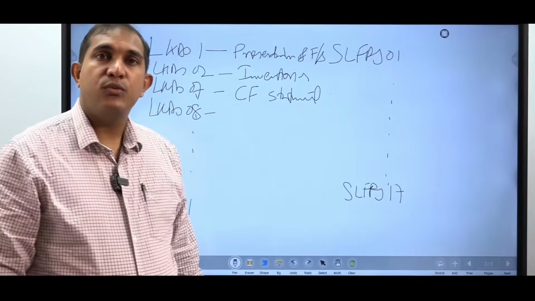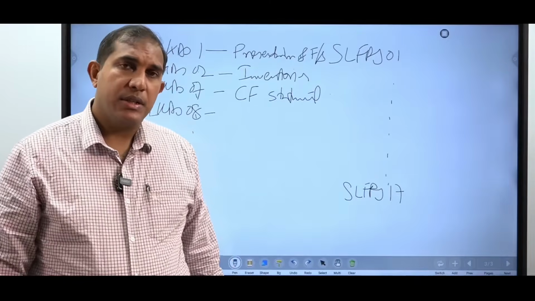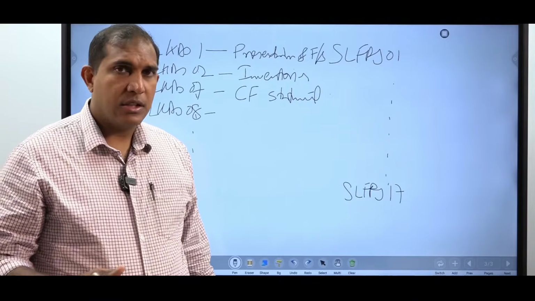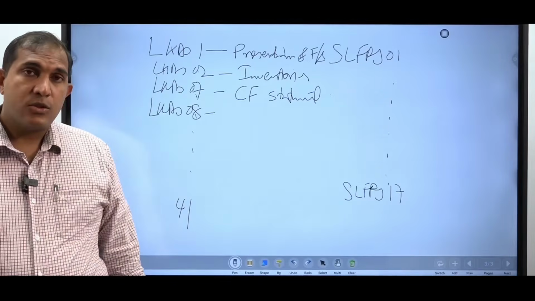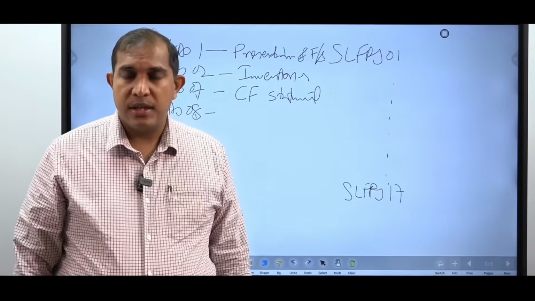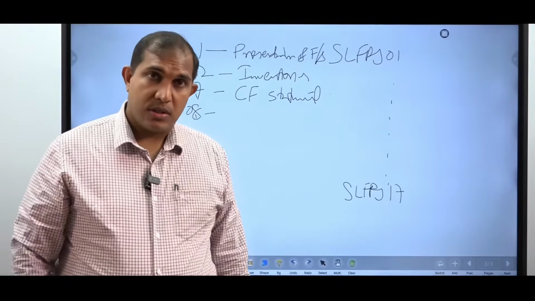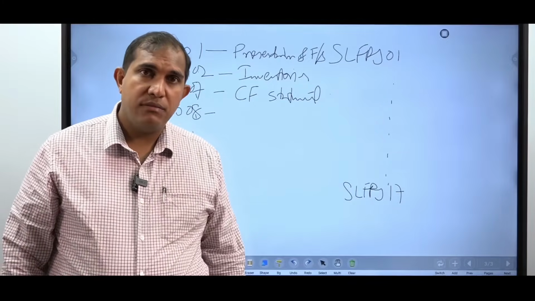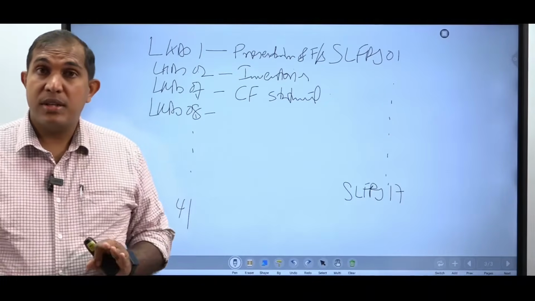LKAS 13, 14 and 15, not in the world. LKAS 16, property, plant and equipment. LKAS 17, 18, not in the world. LKAS 19, employee benefits. LKAS 20, government grants. LKAS 21, foreign exchange rates. LKAS 22, not in the world. LKAS 23, borrowing costs. LKAS 24, related party transactions. LKAS 25, not in the world. LKAS 26, defined benefit plans.